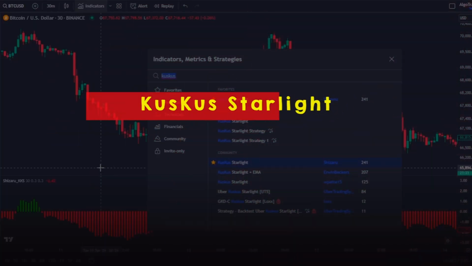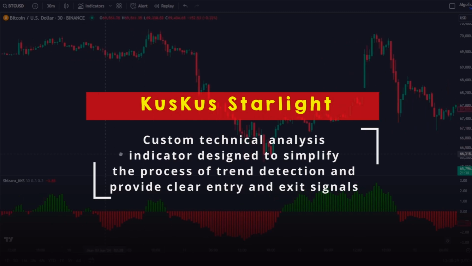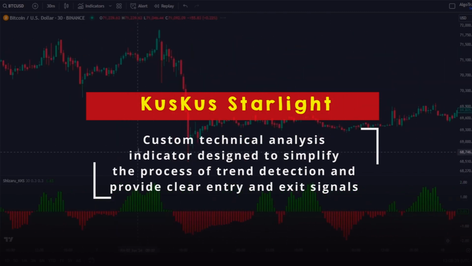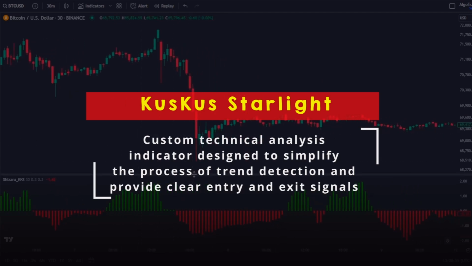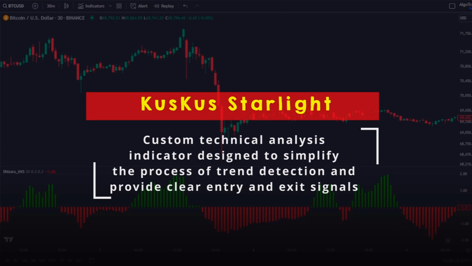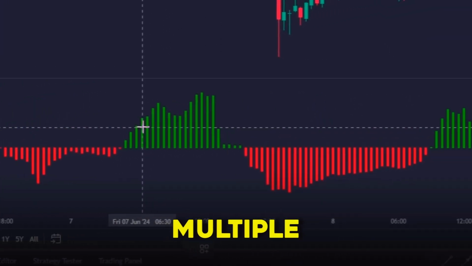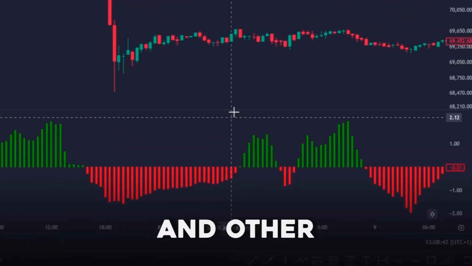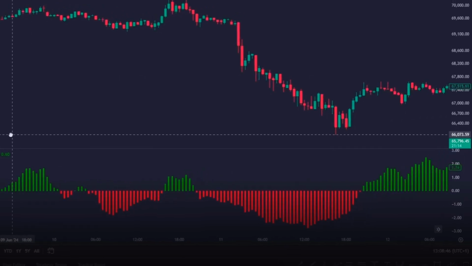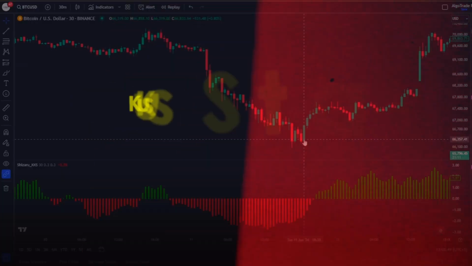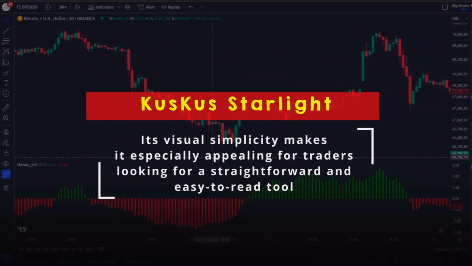By definition, the KusKus Starlight is a custom technical analysis indicator designed to simplify the process of trend detection and provide clear entry and exit signals. It works by combining multiple moving averages and other technical indicators to filter out market noise and highlight significant price movements. Its visual simplicity makes it especially appealing for traders looking for a straightforward and easy-to-read tool.